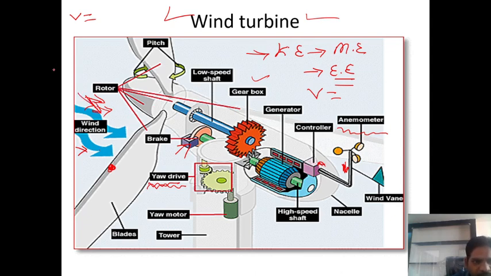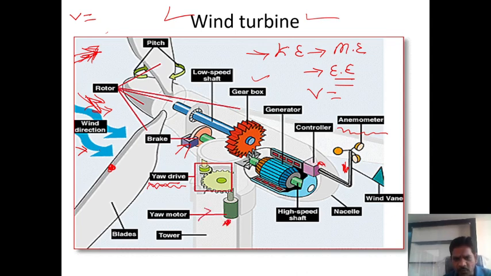Suppose the wind direction changes in this way. The yaw drive will be operated to keep the face of the wind blades toward this direction. According to the wind position, the blades change their face, and this is done with the help of the yaw drive. The yaw drive is connected with the controller, and the controller transfers all data to the yaw drive, and the yaw drive changes the position of the blades according to the wind direction.